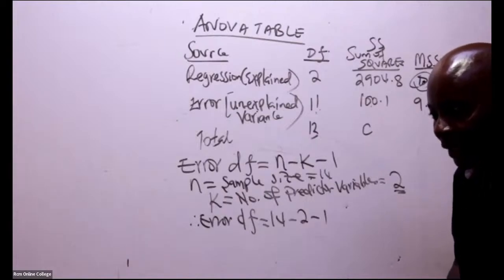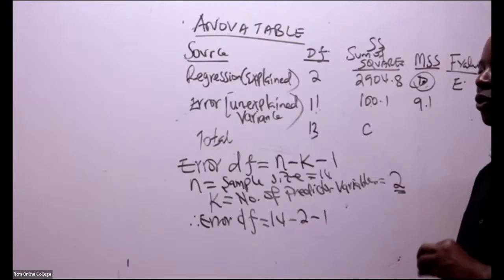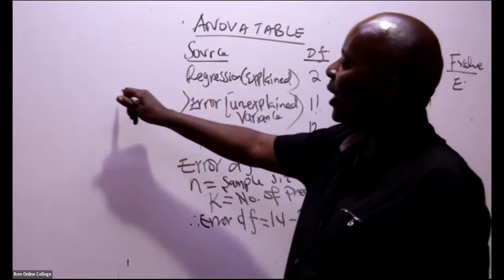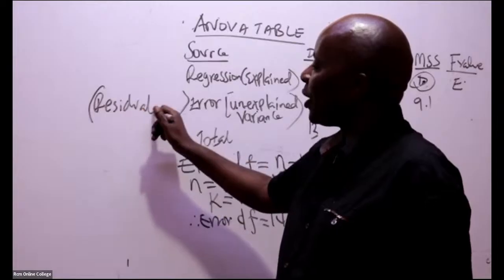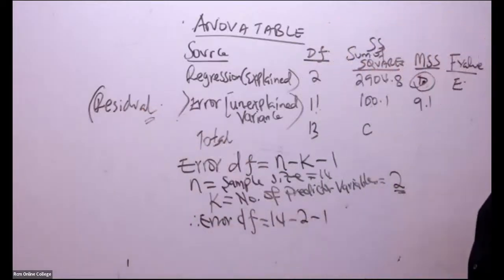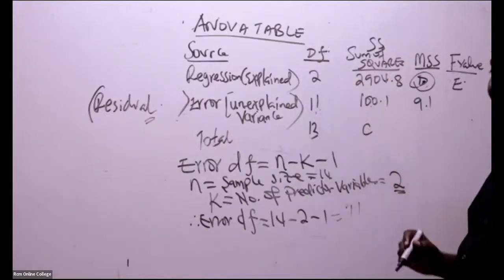Thank you so much, Nancy. Yes, error is the same as the residual degrees of freedom. Remember, residuals are not good; these are errors. So this gives me 11. That's how they got 11.